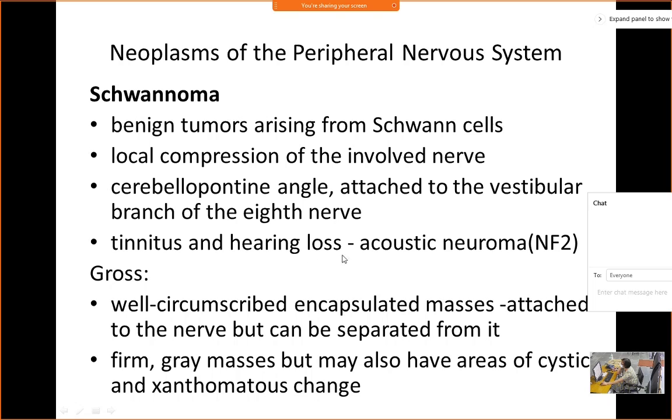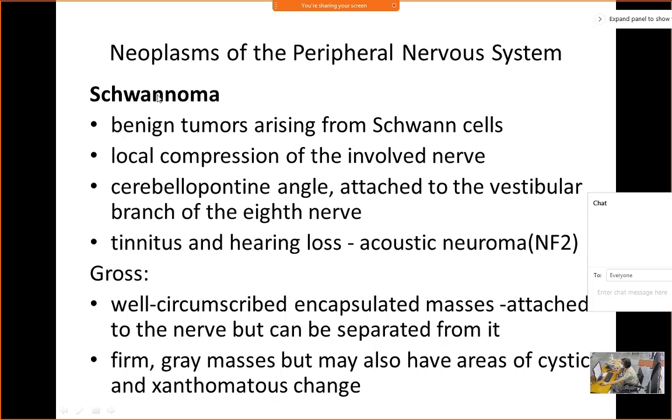and hearing loss, and that is known as an acoustic neuroma, which is a schwannoma, but it can happen as part of a syndrome of neurofibromatosis too. Okay, so there are syndromes like neurofibromatosis 1 and 2. In neurofibromatosis 2, there can be a schwannoma of the CP angle, and it can cause tinnitus and hearing loss, and these are known as acoustic neuromas.